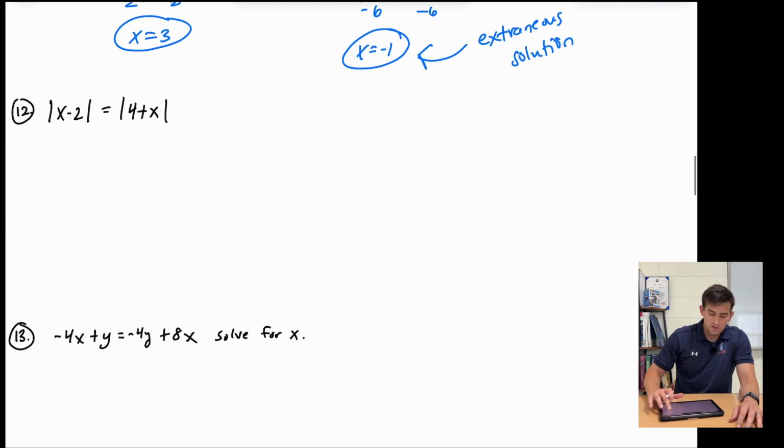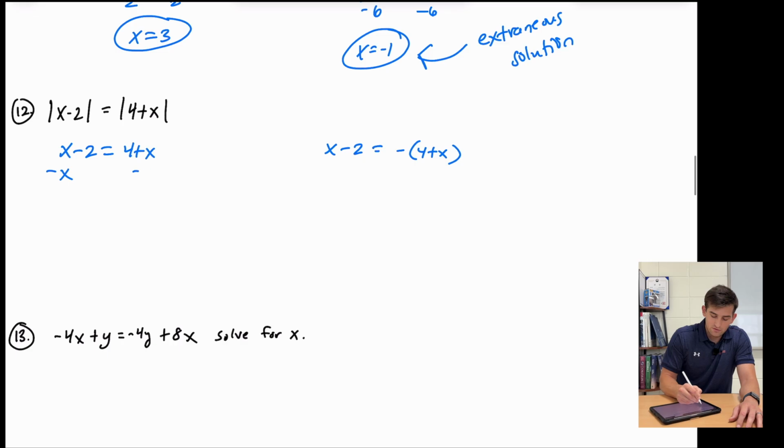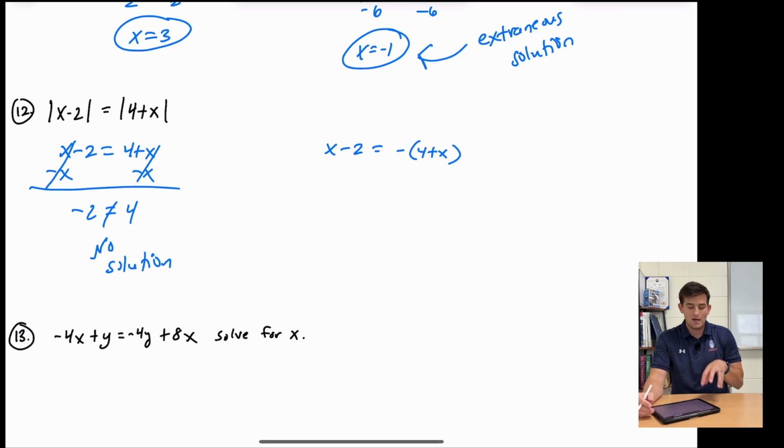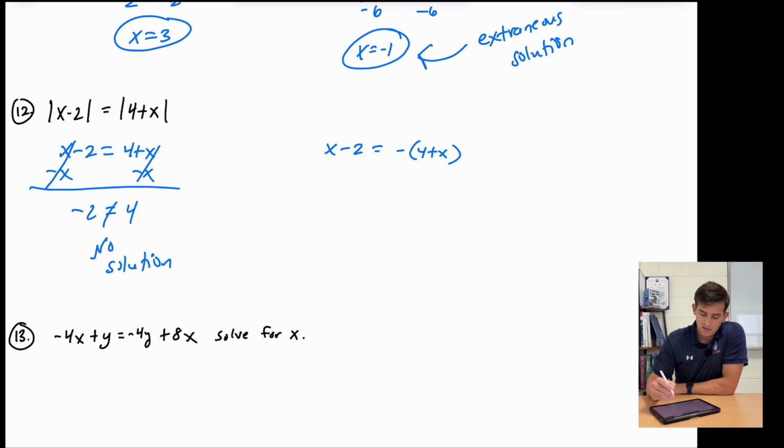All right, number 12, absolute value. So they're either equal to each other or they are opposites of each other. So now we solve. Here on the left, what happens when we subtract x? Eliminate, eliminate. Is negative 2 equal to 4? No, right? So there's no solution, not for the entire absolute value equation, but for that one related linear equation, which just means I'm going to go solve this other related linear equation. If we get a solution there, we have one solution to the absolute value equation.